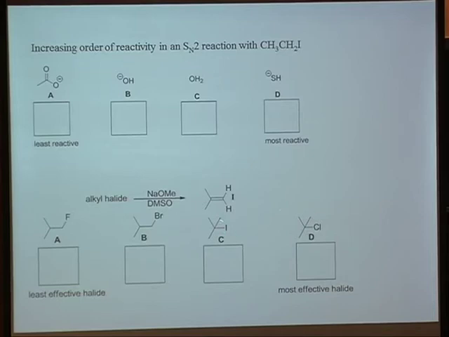Between these two, the only difference is the leaving group. The better the leaving group, the faster the reaction. Between those two, once again the difference is the leaving group. Better the leaving group, better the reaction. Get it? People like my explanation. All right, can we move? Yes. Sorry, yeah, please.